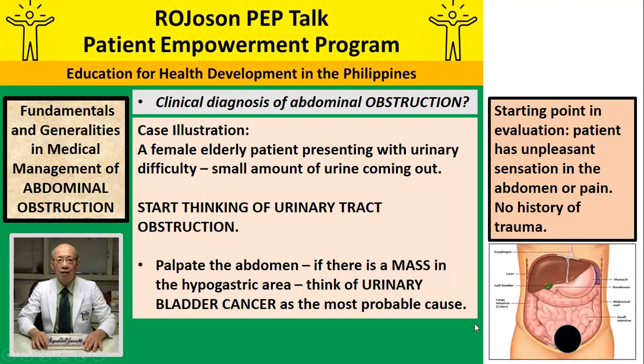There is a mass in the hypogastric area. In this area, you think of the urinary bladder. Andiyan kasi yung bladder mo, di ba? The prostate is still deep down there. Mahirap kapain yun, no? On the abdomen.